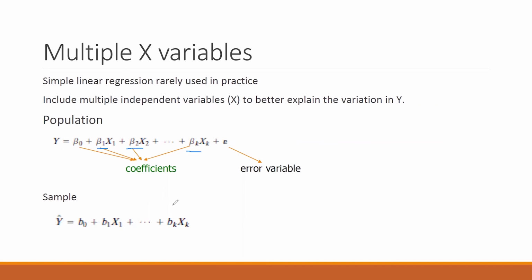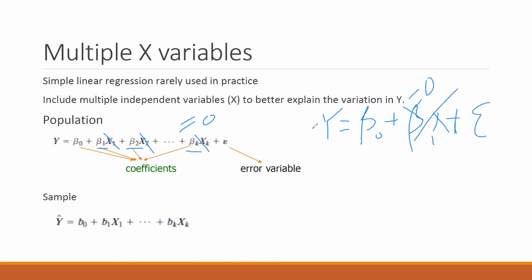Until beta k are all equal to 0, all the x variables will be dropped from the model. This is very similar to the simple linear regression model case. If beta 1 is equal to 0, x is dropped from the model, then the model ends up with y equal to beta 0, which is a constant, plus the error term. And that means none of the x variables are related to y.